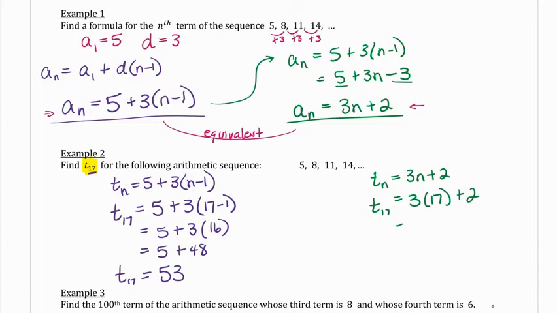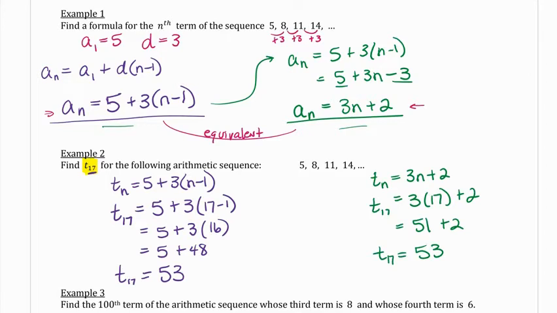3 times 17 is 51 plus 2, which again still gives us 53. So it's totally up to you which way, if you want to use the original rule or if you want to simplify it. I would take a correct answer either way.